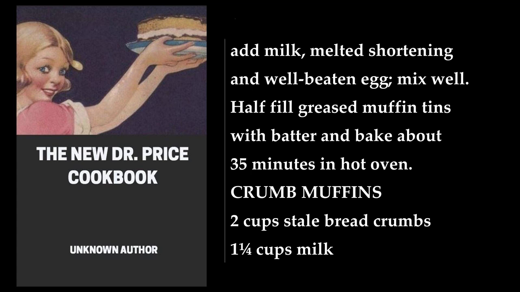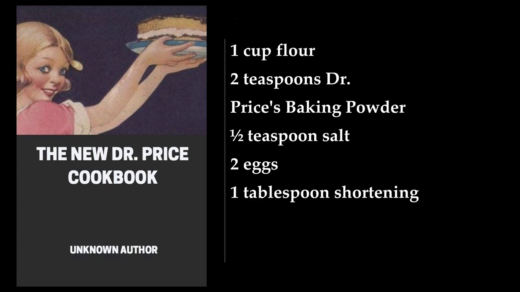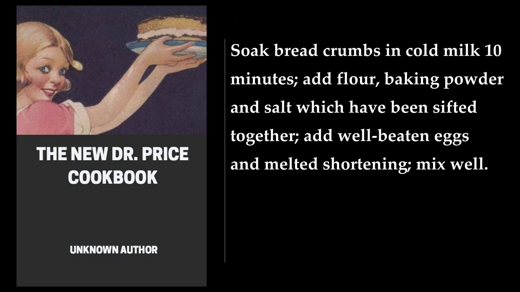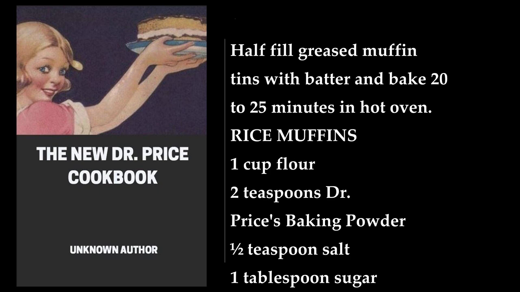Crumb muffins. 2 cups stale bread crumbs. 1¼ cups milk. 1 cup flour. 2 teaspoons dry Price's baking powder. 1/2 teaspoon salt. 2 eggs. 1 tablespoon shortening. Soak bread crumbs in cold milk 10 minutes, add flour, baking powder and salt which have been sifted together, add well-beaten eggs and melted shortening, mix well. Half fill greased muffin tins with batter and bake 20 to 25 minutes in hot oven.